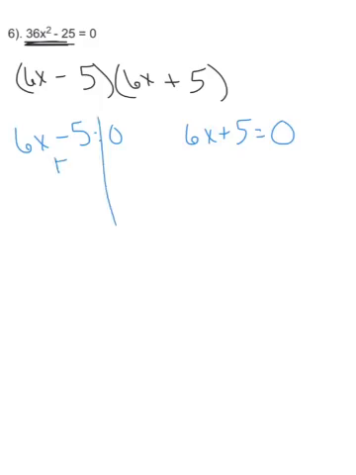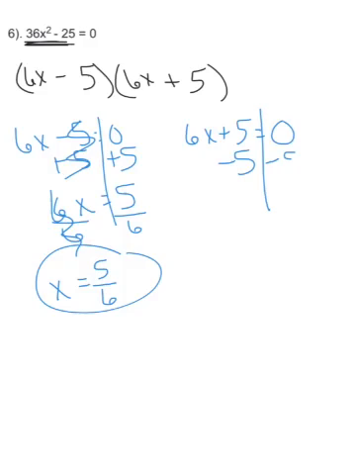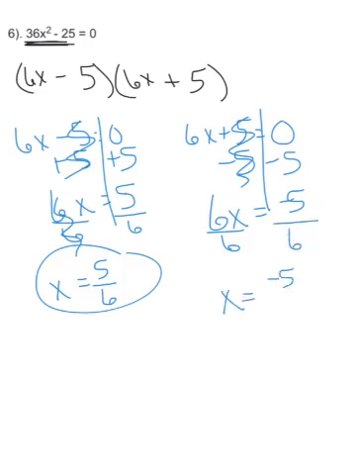So now we'll solve. So we'll add 5 on the left side. We'll get 6x equals 5. Divide by 6. And x equals 5/6. And then for the second factor, we're going to subtract 5. So this time we get 6x equals negative 5. Divide by 6, and we get x equals negative 5/6. So our two solutions are positive 5/6 and negative 5/6.